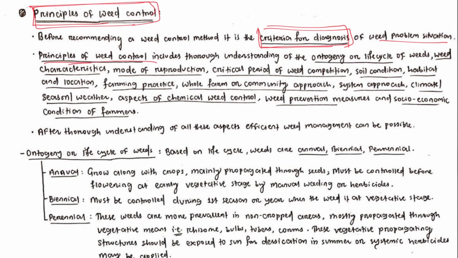Principles of weed control include a thorough understanding of the ontogeny or life cycle of the weed. Ontogeny means life cycle of the weed. What type of weed is that? Is it annual, biennial, perennial? Then weed characteristics: what are the physiological and morphological characteristics of the weed? Then mode of reproduction, whether it is sexually or asexually reproducing.